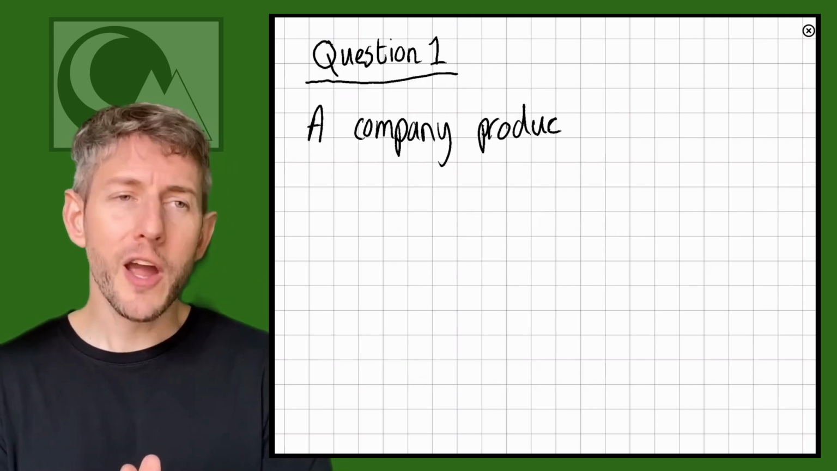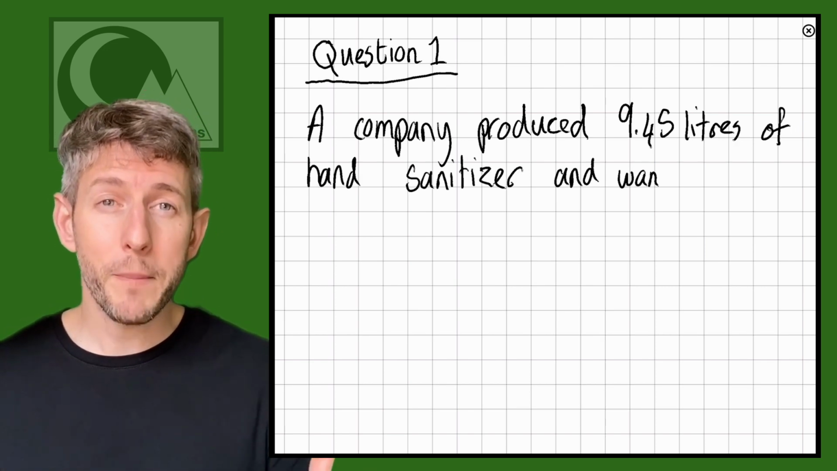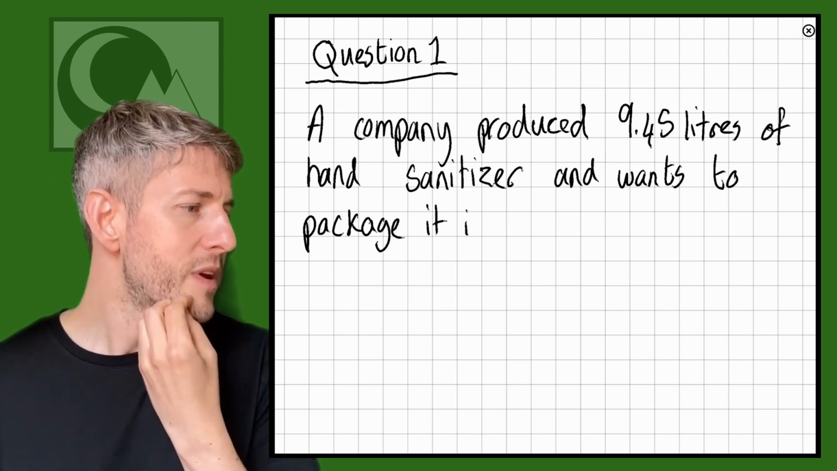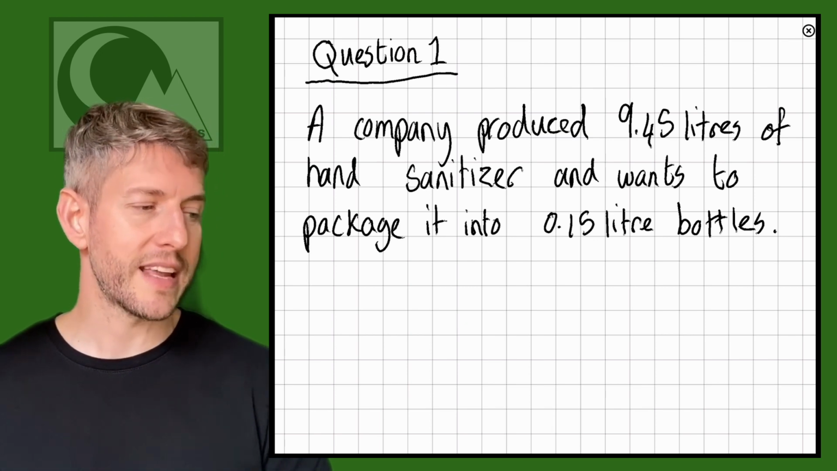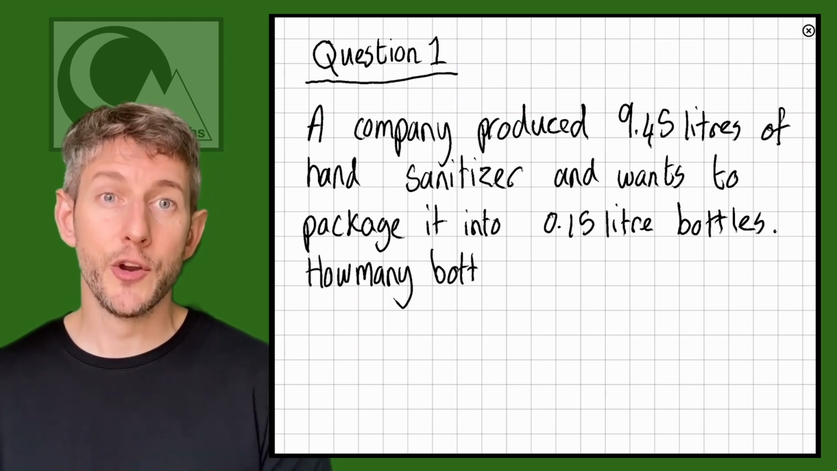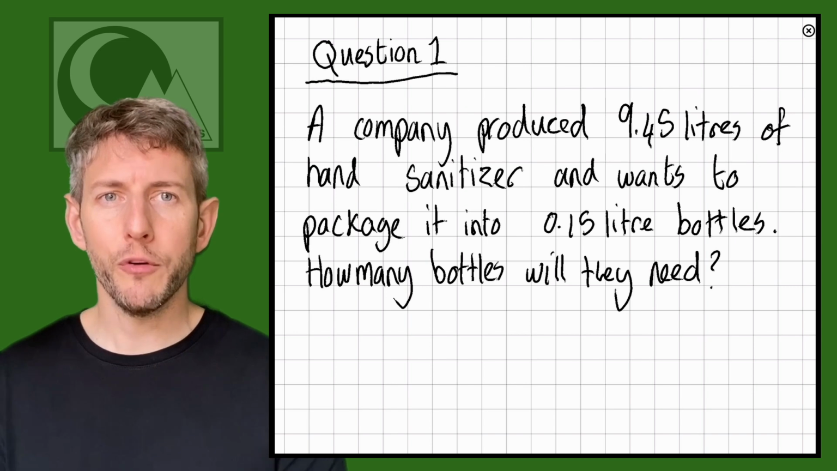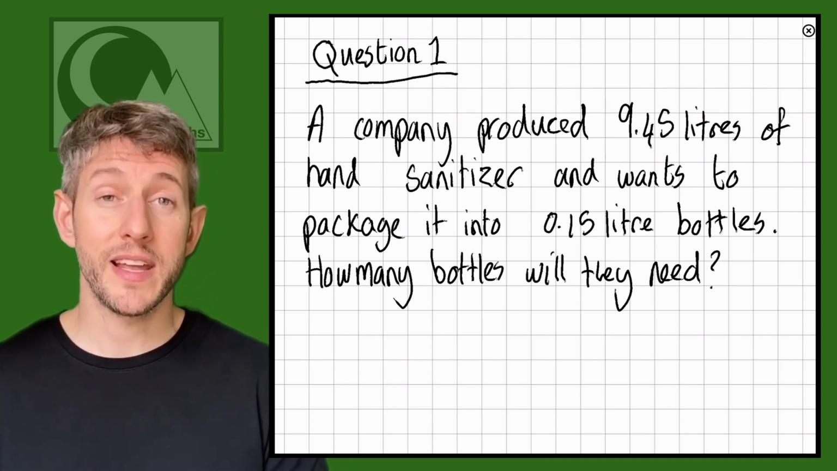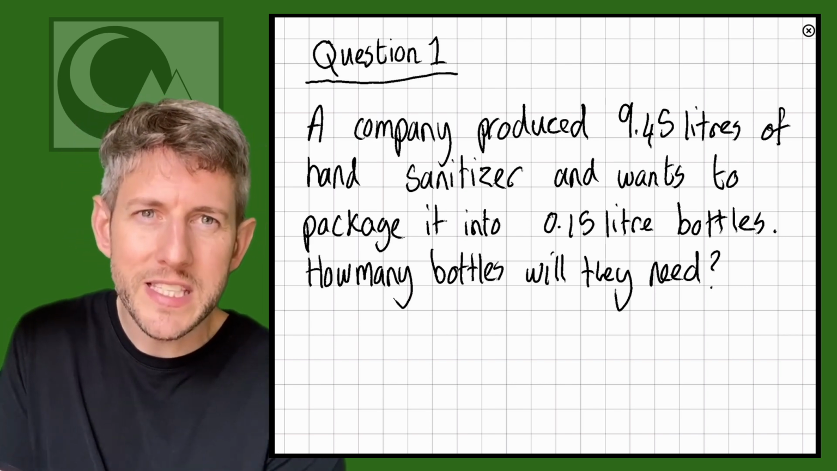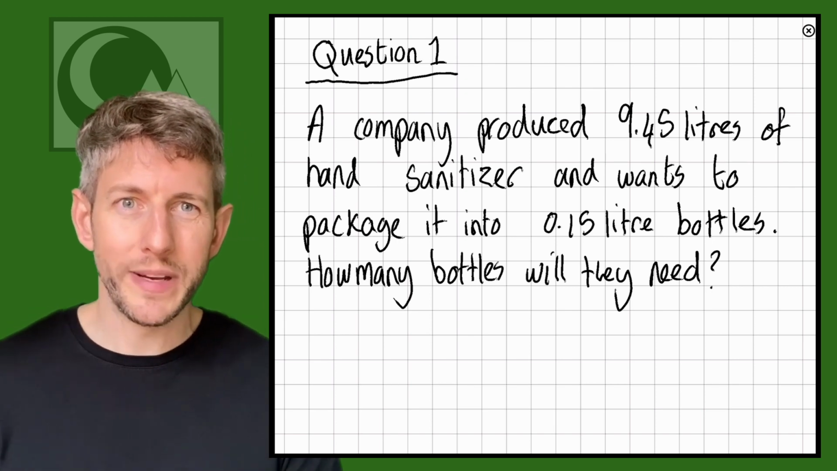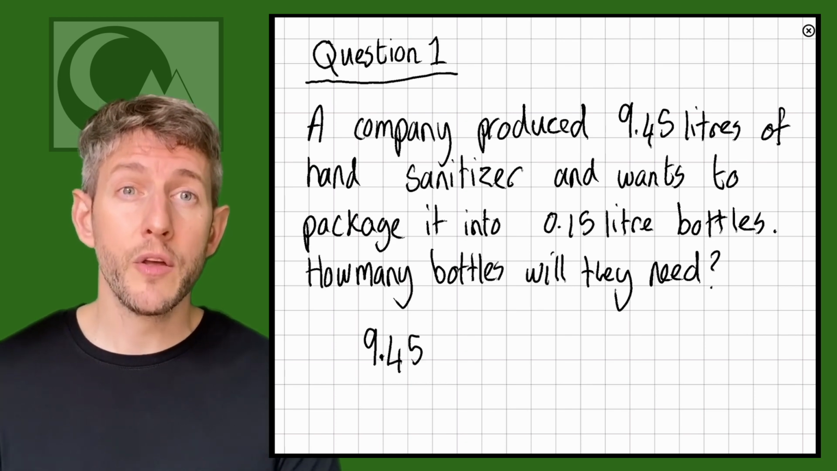Right, I want us to go to the scenario questions now to see how this type of question might play out in practice. Okay, so here we go. It says a company produced 9.45 litres of hand sanitizer and wants to package it into 0.15 litre bottles. So basically we're pouring that sanitizer into all of these small bottles. How many of those small bottles do we need? So the way that we do that is we do the 9.45 divided by the 0.15.